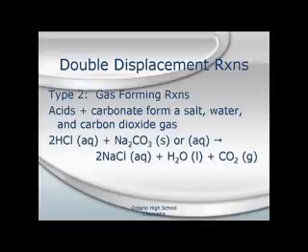Another type of double displacement reaction that we'll look at is a gas-forming reaction. And this is a very common one in which an acid added to a carbonate will form a salt, which is an ionic compound, water, and carbon dioxide gas. So our example here is we have hydrochloric acid being added to sodium carbonate, and this can either be a solid or aqueous, and it will form aqueous sodium chloride, liquid water, and carbon dioxide gas. So when you see an acid added to a carbonate, predict the metal salt that will form, liquid water, and carbon dioxide.